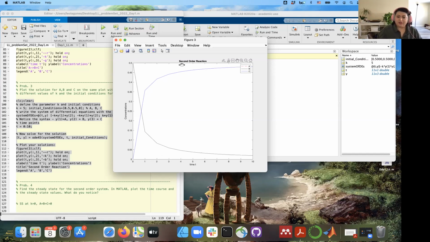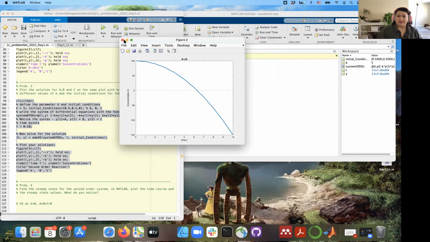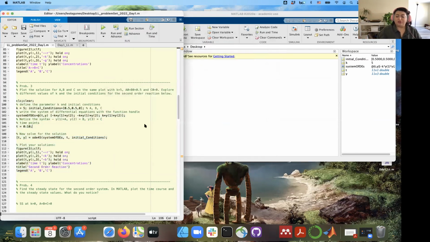So you can continue to play around with the parameters and see what happens. What if A and B start off at different levels? What happens to C? What if we have no B? What do you think will happen to C? You can ask a lot of those questions by just changing one or two of the numbers that we have.